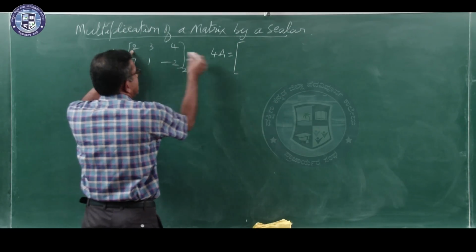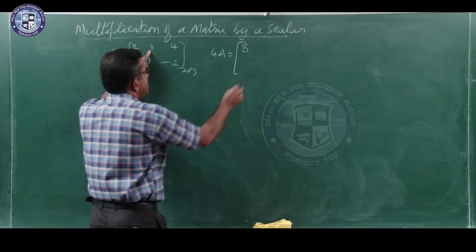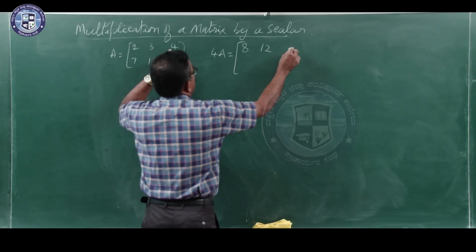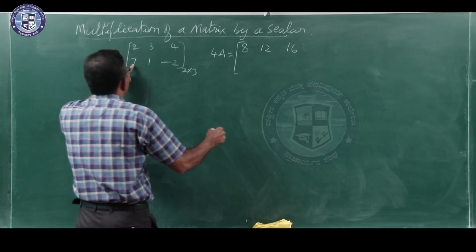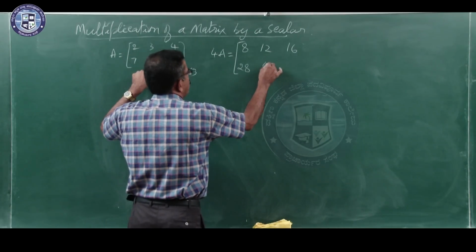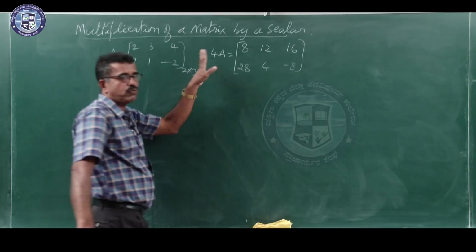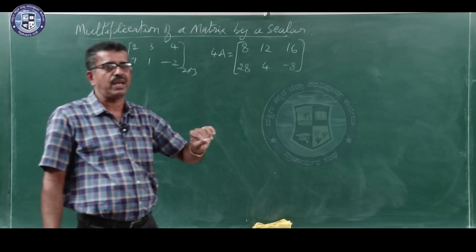So, what do you get on multiplying each element by 4? 2 4s are 8. The first element must be 8. 3 4s are 12. 4 4s are 16. 7 4s are 28. 1 4 is 4. What is minus 2 into 4? Minus 8. Have you understood? This is 4A, one simple example which I gave.